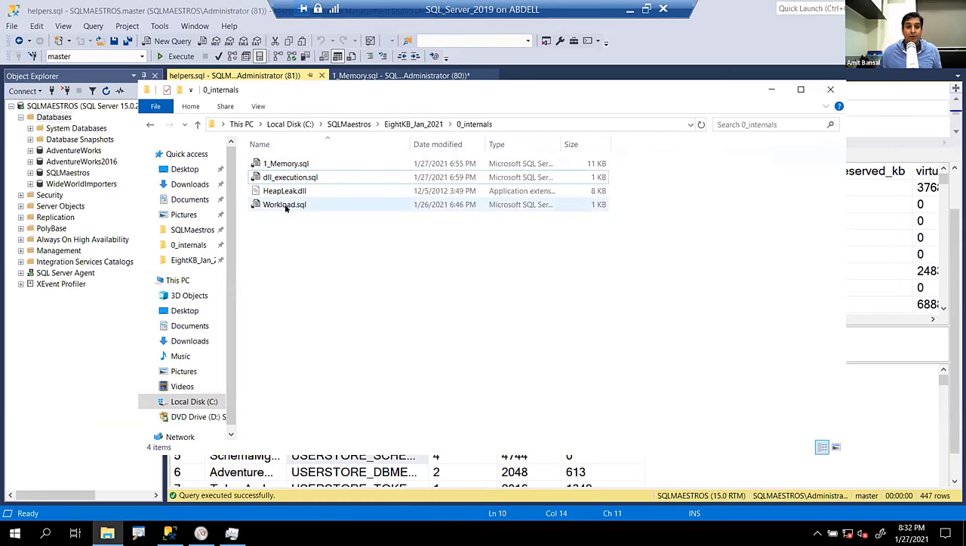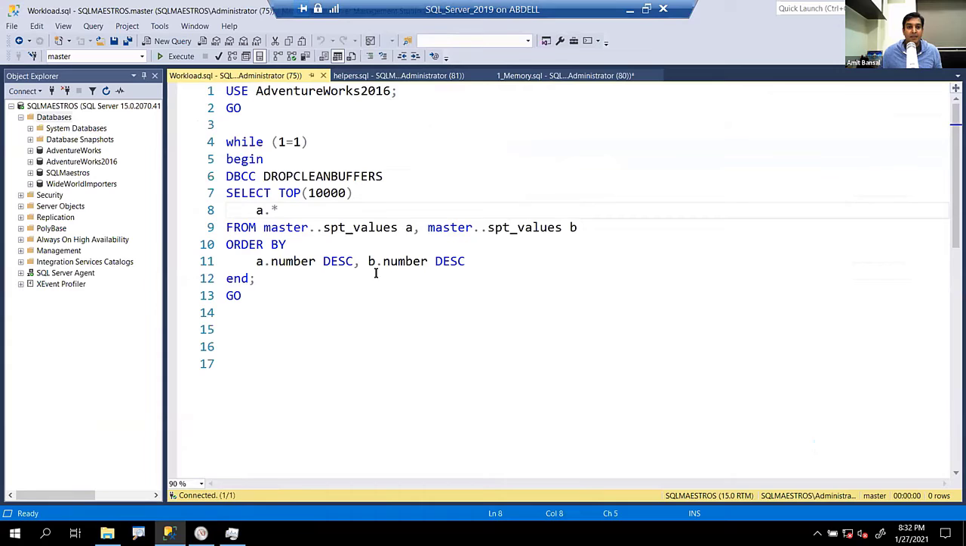let's take another example of query workspace memory. So we talked about the clerks, the memory objects, direct Windows allocations. And now let's see the clerks. Now here is a simple query, which is trying to do a cross join and multi-level sort, which means sort is going to be slightly expensive here.